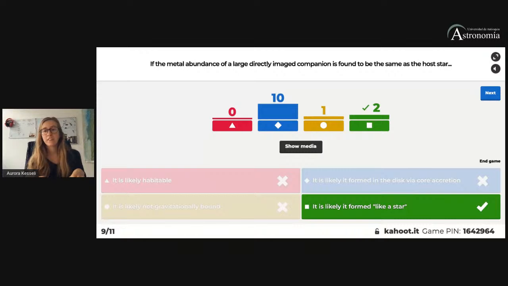If it formed in the disk via core accretion, then we would expect it to have more metals and heavy elements, oxygen, water, methane, those types of things, because it would have accreted those as it formed. So it should be more metal enhanced if it formed in the disk. If it has the same metallicity as the host star, we think that this means that it formed like a star. Let me know if you want me to go over the slide of that again.